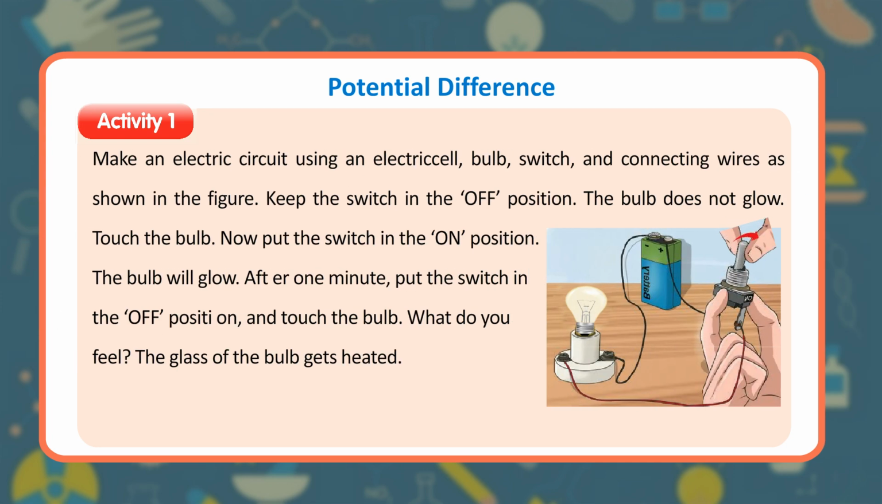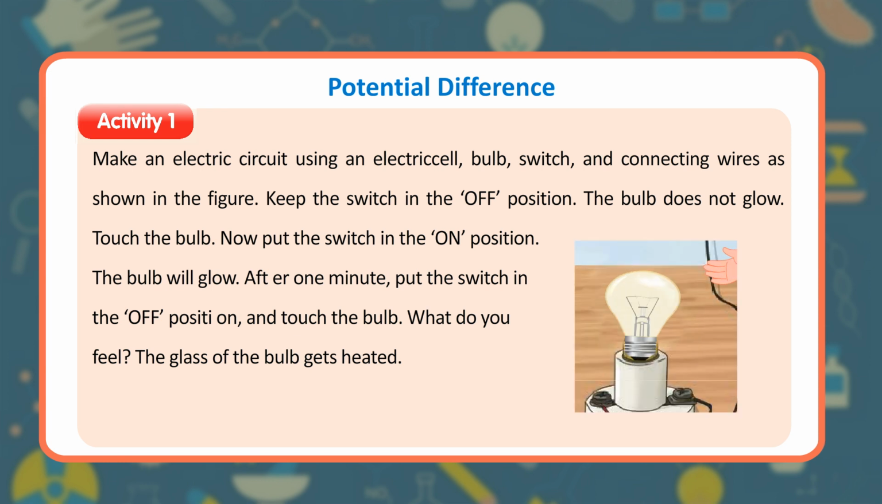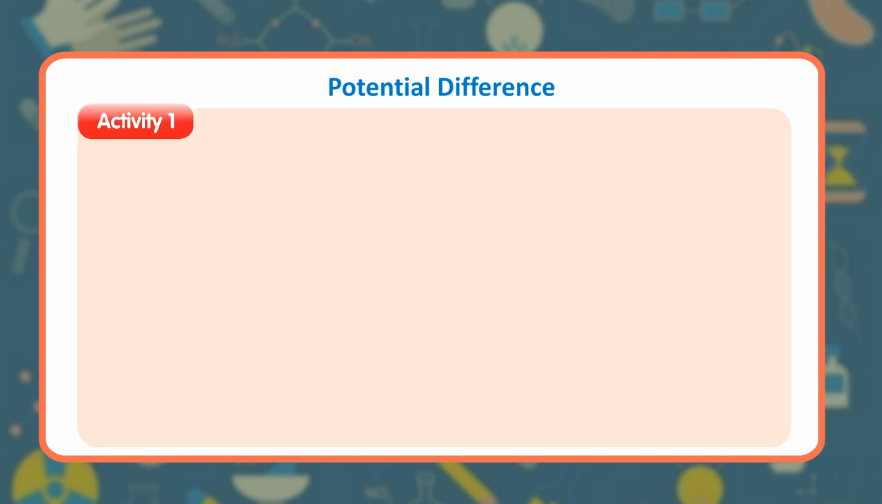Activity: make an electric circuit using an electric cell, bulb, switch, and connecting wires as shown in the figure. Keep the switch in the off position. The bulb does not glow. Touch the bulb. Now put the switch in the on position. The bulb will glow. After 1 minute, put the switch in the off position and touch the bulb. What do you feel? The glass of the bulb gets heated.